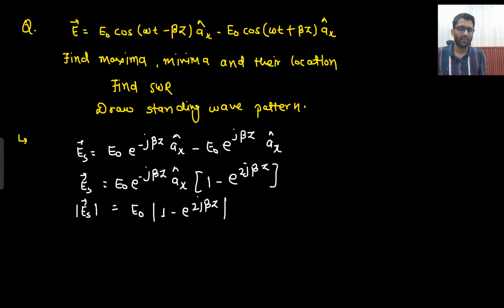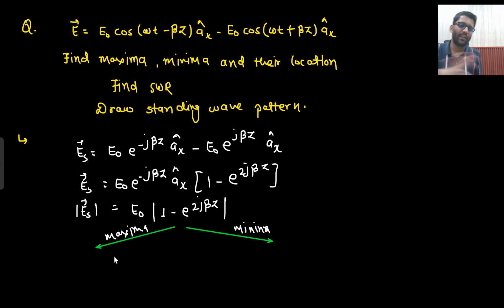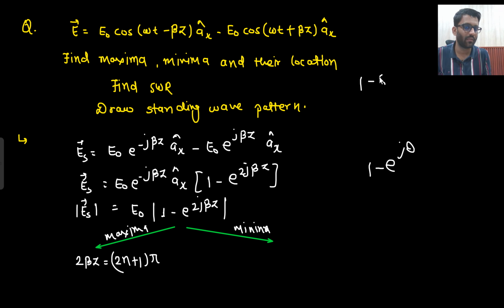Now I need to find the maxima and minima. Tell me, when will you get maxima? 2 beta z should be equal to (2n plus 1) pi. Why (2n plus 1) pi? Because at (2n plus 1) pi, this will give you minus 1, and if it is giving you minus 1, then 1 minus minus 1 should give you 2. Second example, 1 minus 5 e to the power j theta, now I need it to be minus 1. And when will it be minus 1? Cos pi is minus 1, so pi, 3 pi, 5 pi. So (2n plus 1) pi.